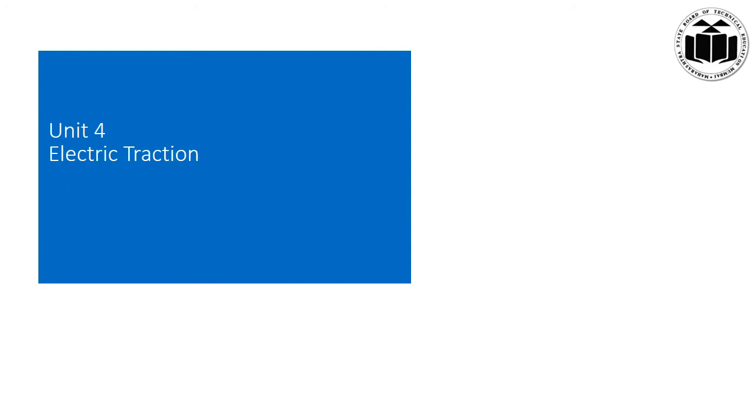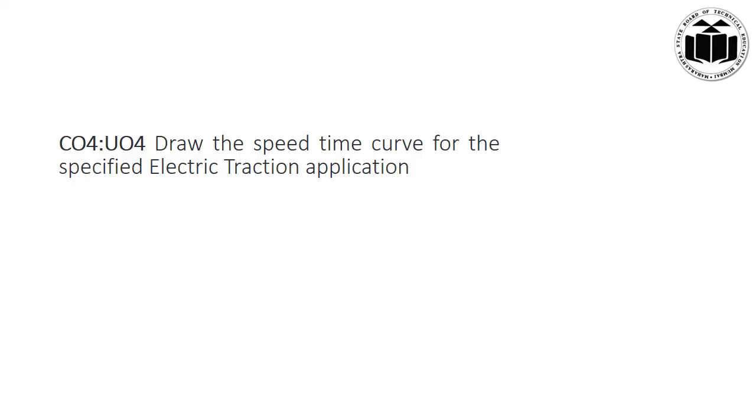This presentation will help students in achieving one of the course outcomes of the said course, that is course outcome number 4, Electric Traction. The unit outcome of this presentation is, after learning this UO, student will be able to draw the speed time curve for the specified electric traction application.